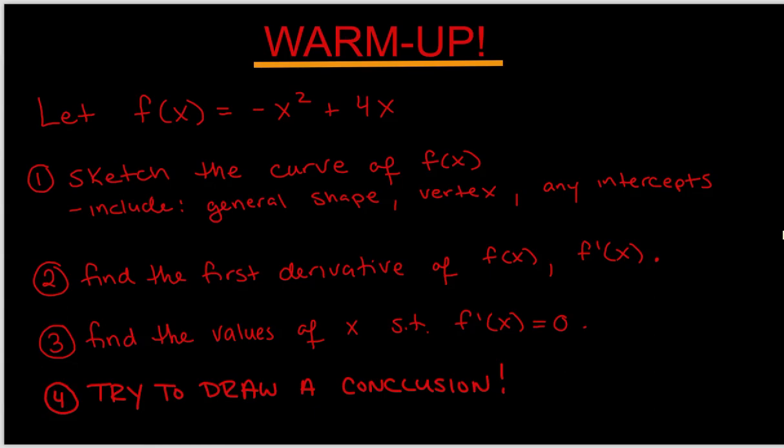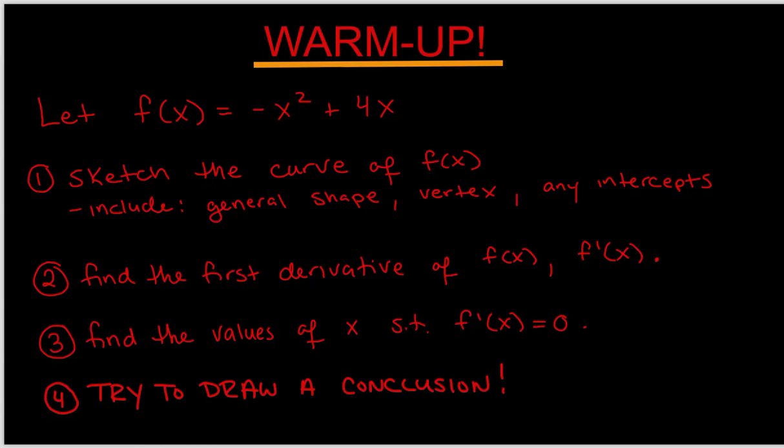We're warming up. This is me talking to the students. So let f of x equal negative x squared plus 4. Your job in the warm-up is to sketch the curve of f of x. And when you sketch it, I want you to include just the general shape of it. I want you to include the vertex, so that should give you a little hint about the general shape. And any intercepts on f of x. Y-intercepts, x-intercepts. Remember, f of x and y are the same thing. You can say f of x or you can say y.